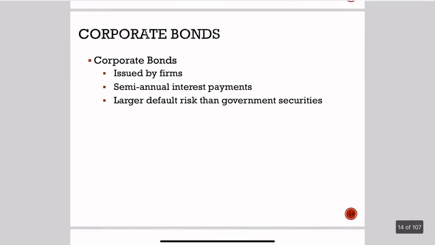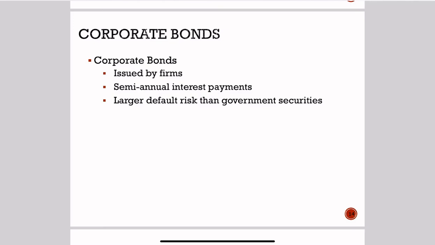Okay, now we talk about corporate bonds. These are important types of bond. Corporate bonds are issued obviously by firms. They make semi-annual interest payments, and they have larger default risk than government bonds. So you can imagine that generally corporate bonds have higher returns because of higher default risk. Why do you think corporate bonds have larger default risk?